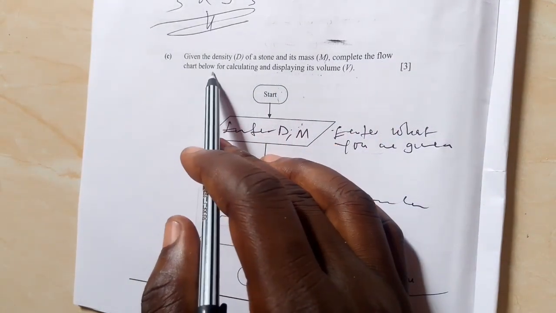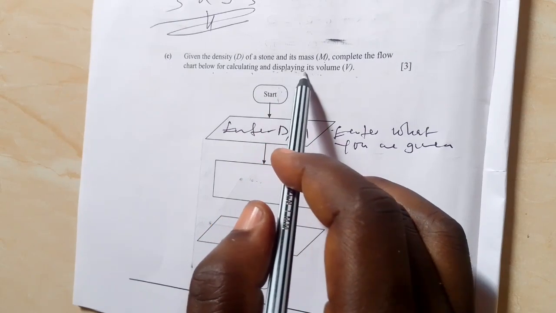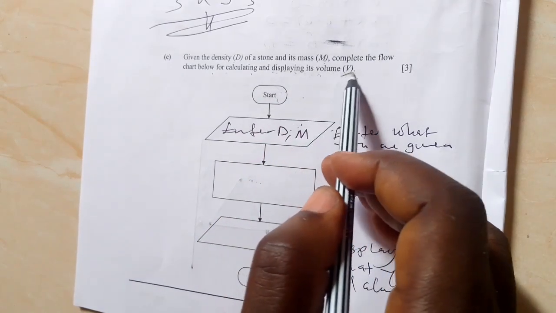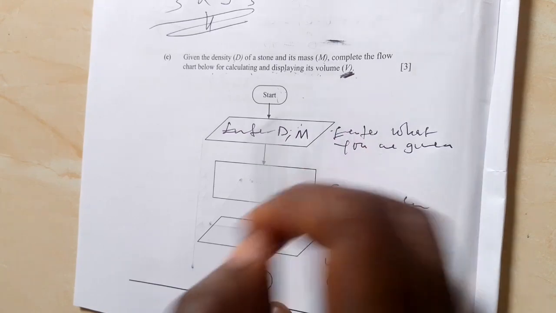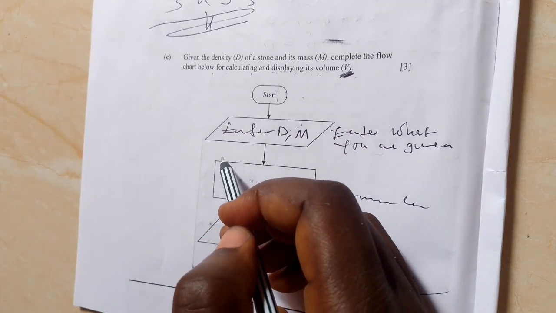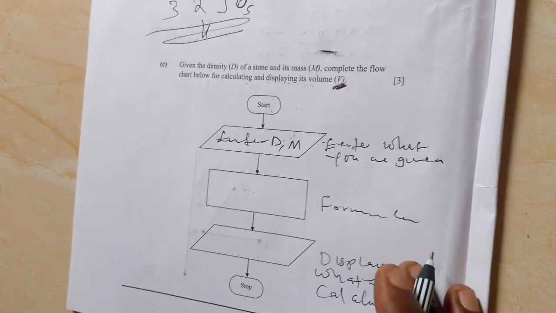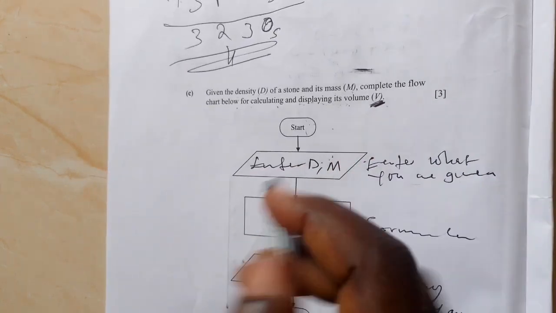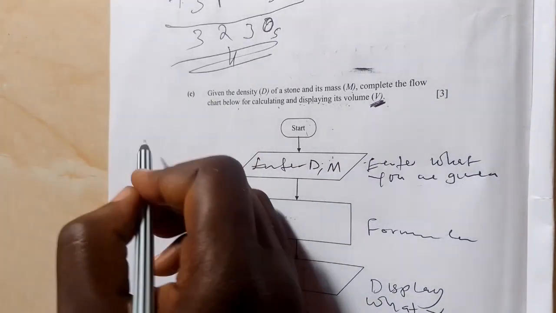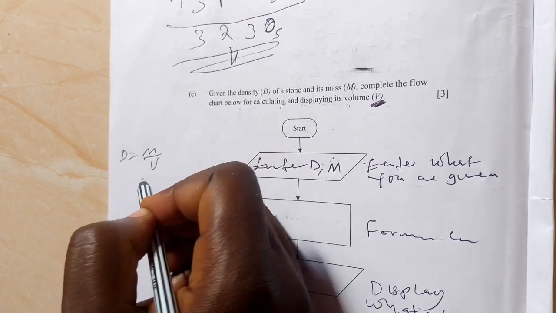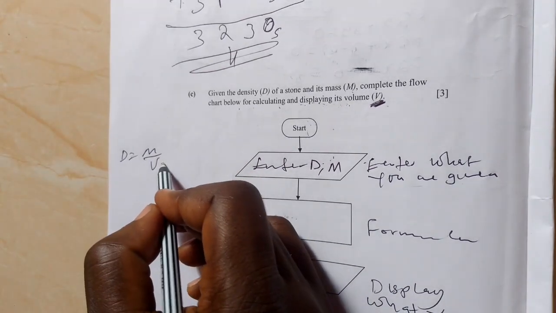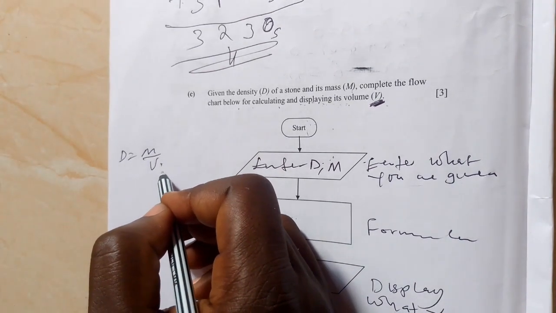Here you write the formula for calculating what the question asks. Complete the flow chart below for calculating and displaying its volume. So you write the formula for finding the volume when density and mass are given. Density is equal to mass over volume. You have been taught to find the volume, so you are going to make V the subject of the formula.